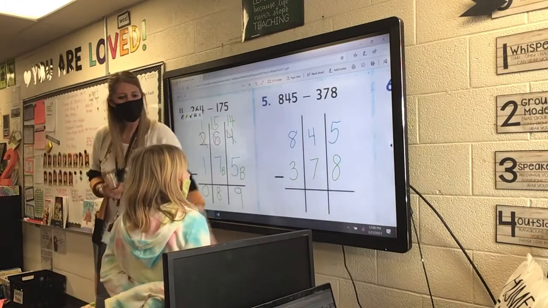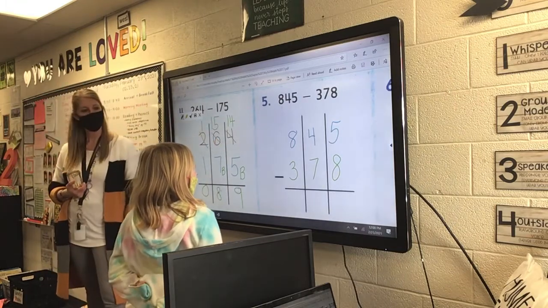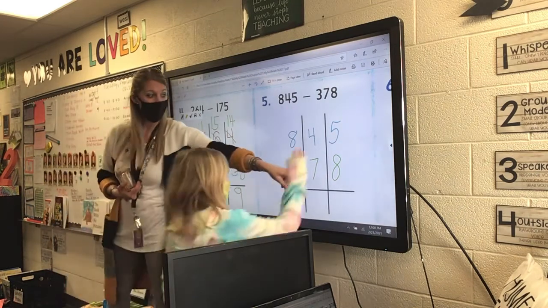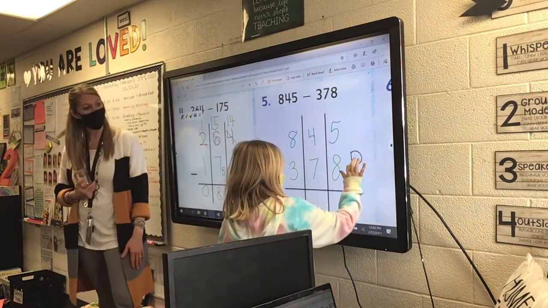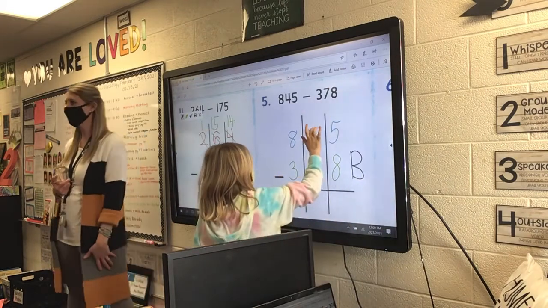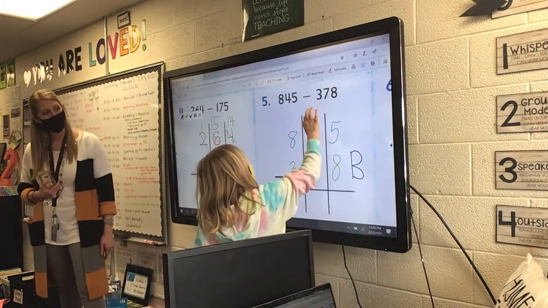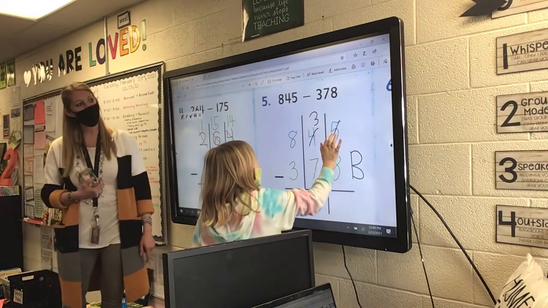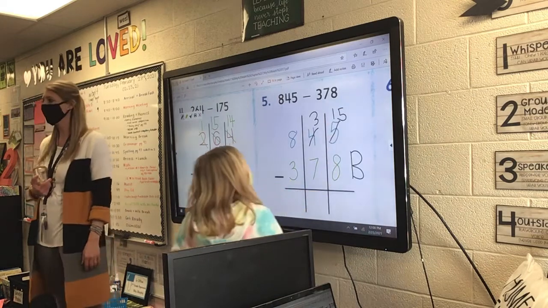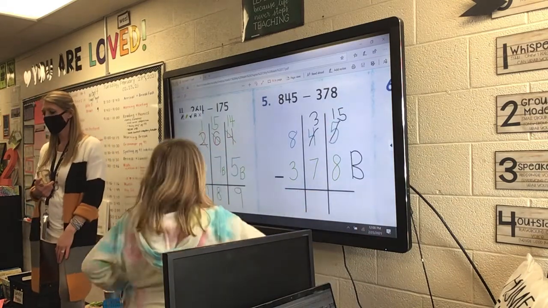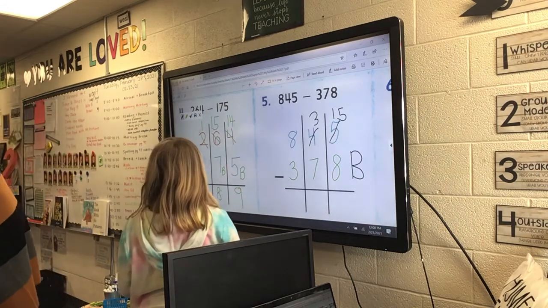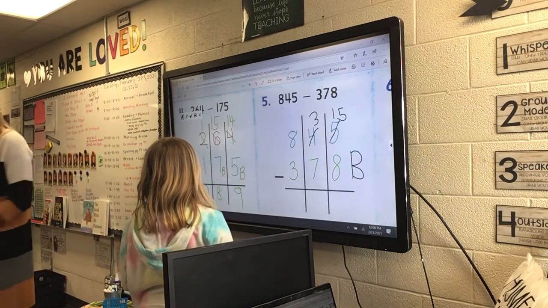Start with the ones. 5 minus 8. Bigger bottom. So she's going to go up to the 4 and borrow from the 4. The 4 becomes a 3. And then the 5 becomes a 15. Now, Charlotte, what is 15 minus 8? No, we're right here. Cross off the 4.